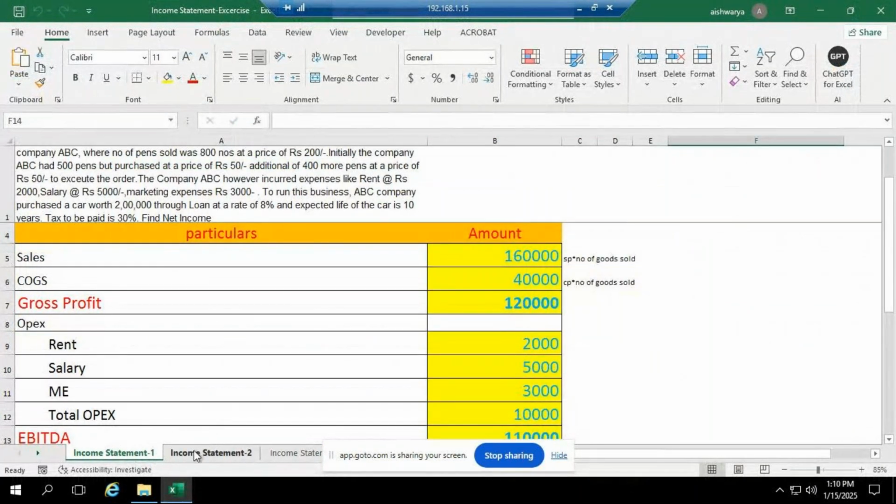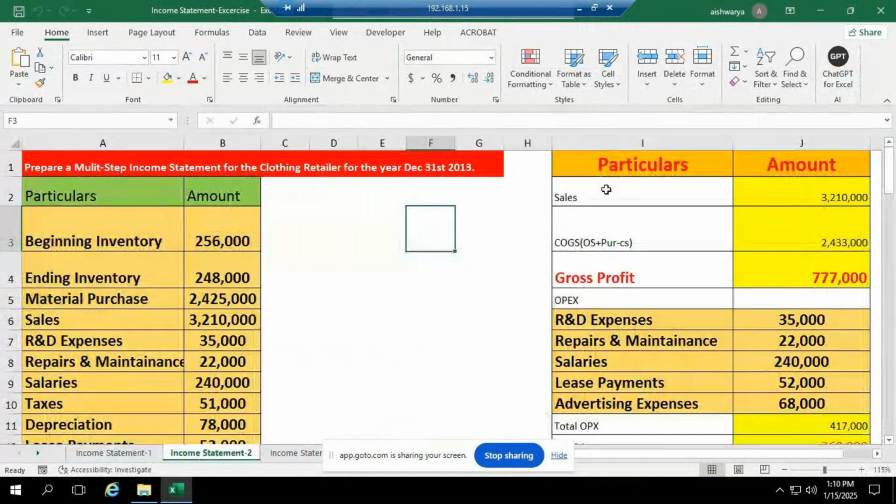Okay, so this is our format. First we have to put the revenue or the sales, then minus cost of goods sold. Cost of goods sold is nothing but opening stock plus purchases minus closing stock. You will get the COGS, that is cost of goods sold. If you subtract it, you will get the gross profit. Then all the expenses are called operating expenses, that is research and development expenses, repairs and maintenance, salaries, lease payments, and advertising expenses.